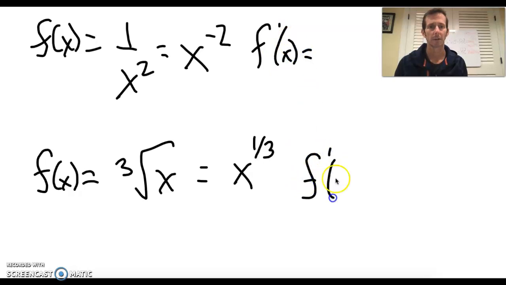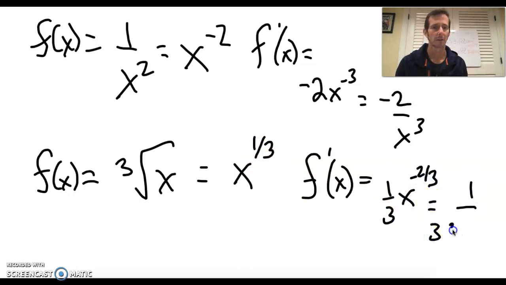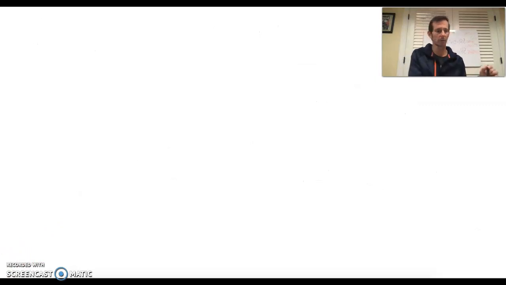All right, hopefully you had a second to try these. The derivative of this would be negative 2x to the negative 3rd power, or negative 2 over x cubed. And the derivative of this would be 1/3 x to the negative 2/3 power, which is the same as saying 1 over 3 times the cube root of x squared. So there you go. We basically did the power rule, which applies no matter what the power is. So here are a couple more to try.